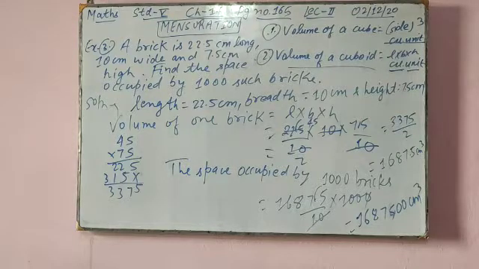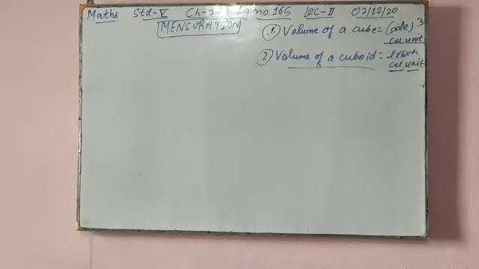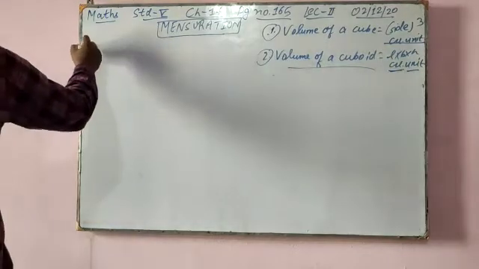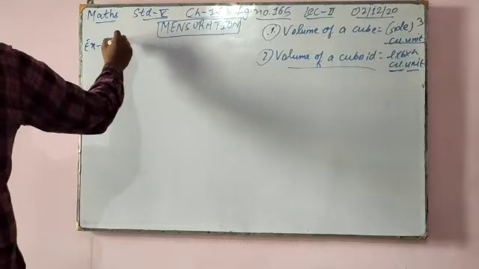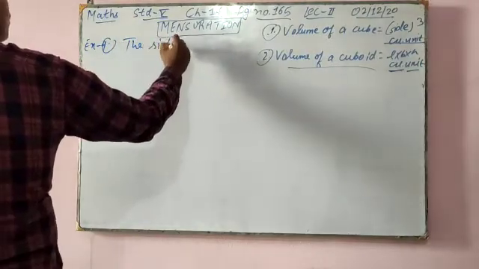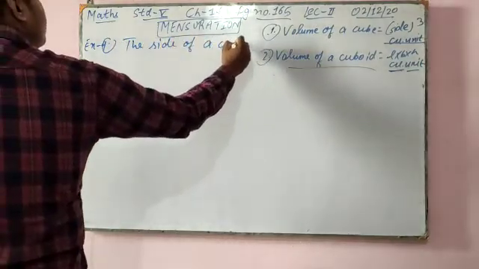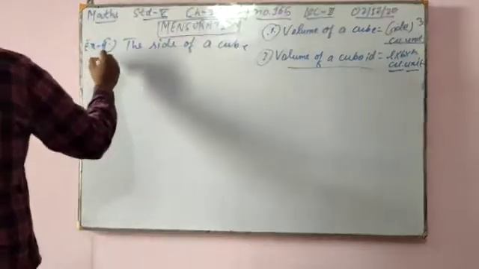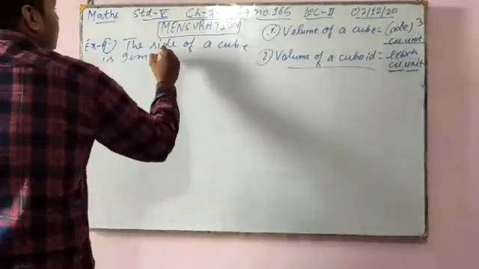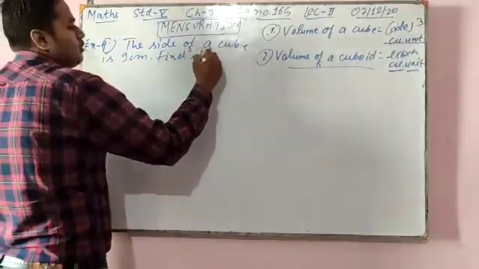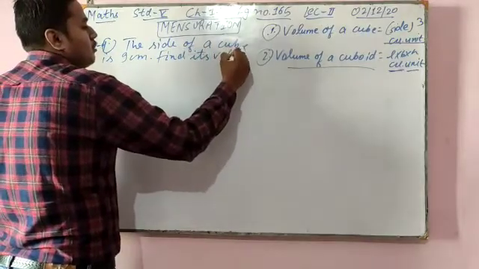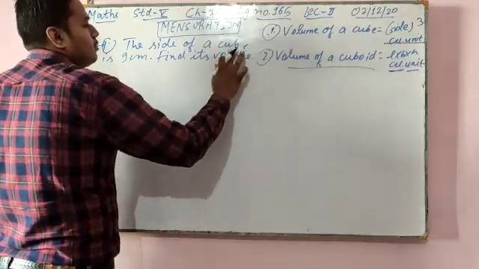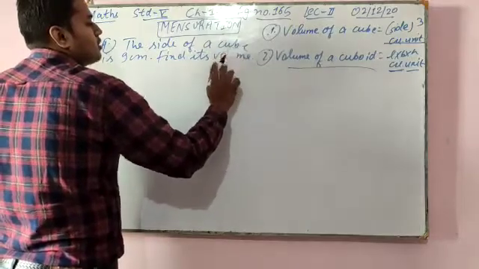So you just take the screenshot. I will move to example number 4. So now come to example number 4. The side of a cube is 9 centimeter. Find its volume. Okay, side is given. You have to find its volume.